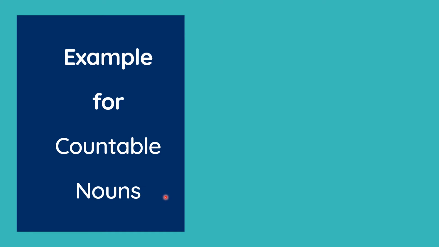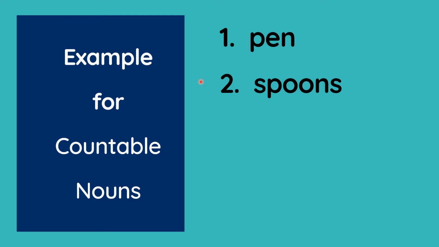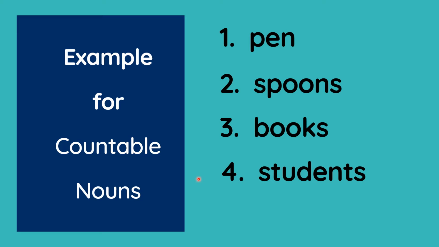Example for countable nouns: pen, spoons, books, students, eggs. These are examples for countable nouns.